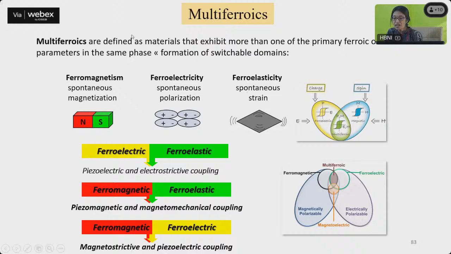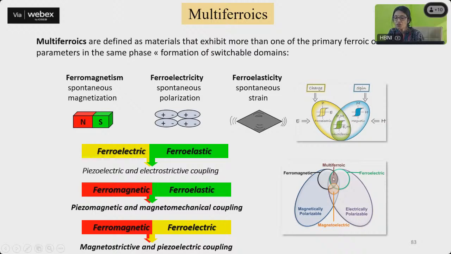Now please understand this particular plot which is shown over here. What you have is magnetically polarizable materials, and electrically polarizable materials, out of which a few are ferromagnetic, and here you have a few which are ferroelectric.